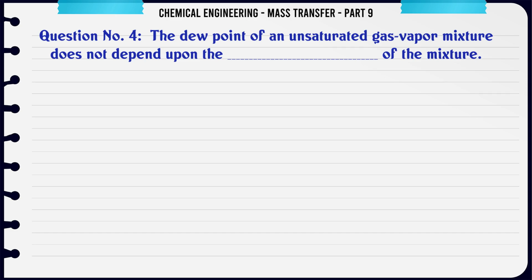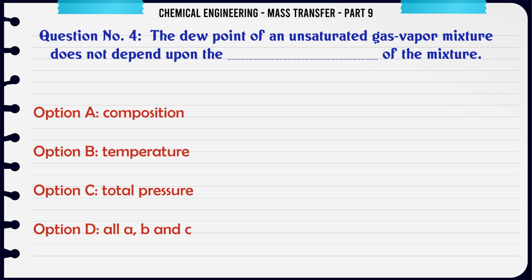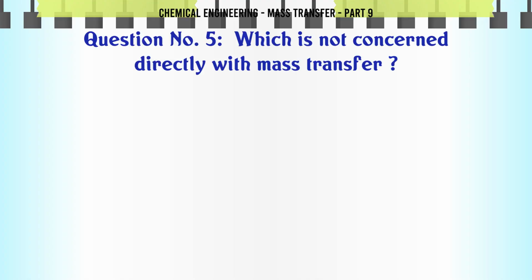The dew point of an unsaturated gas-vapor mixture does not depend upon the of the mixture. A. Composition. B. Temperature. C. Total pressure. D. All A, B, and C. The correct answer is temperature.